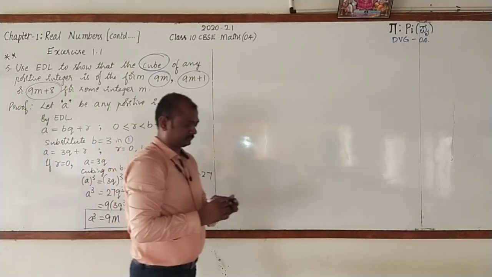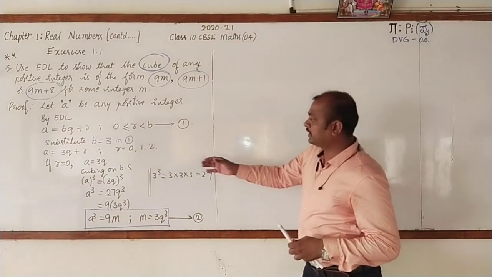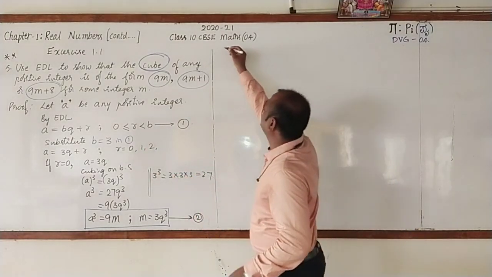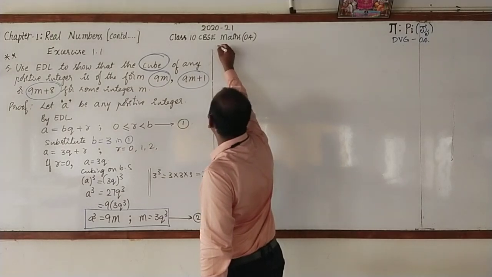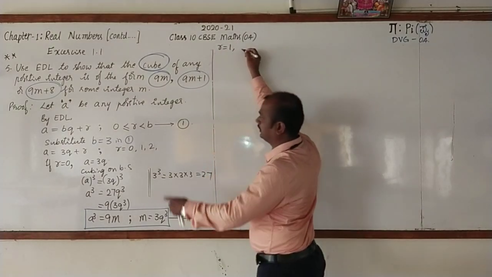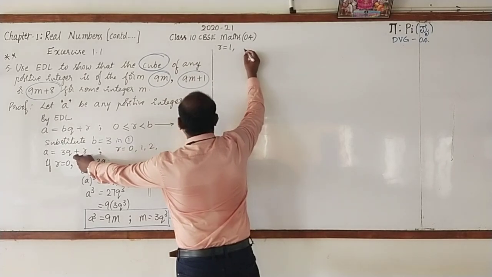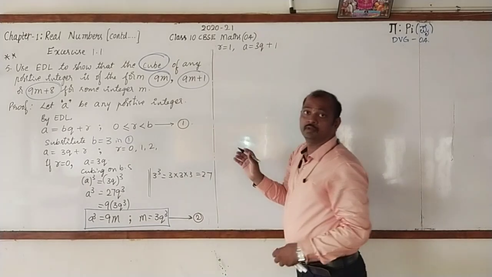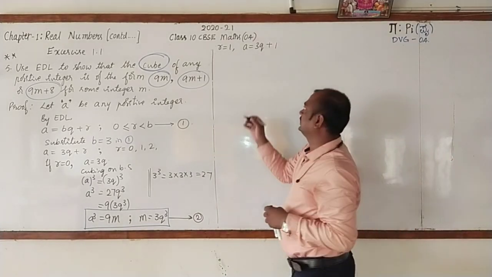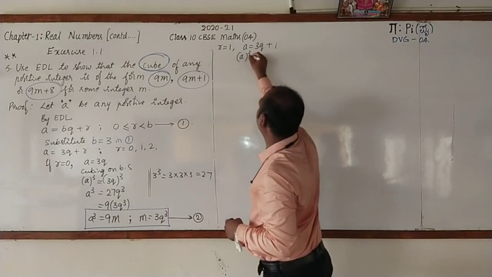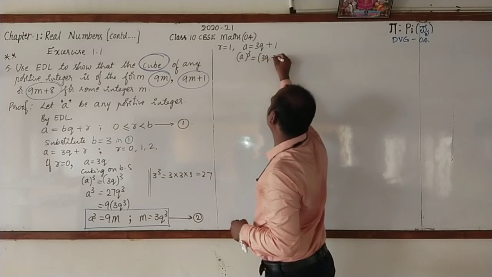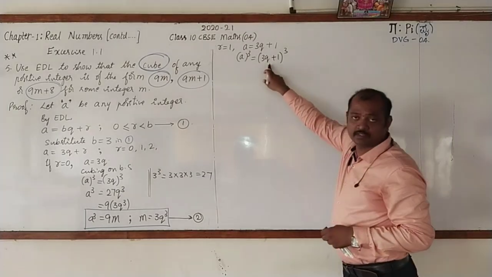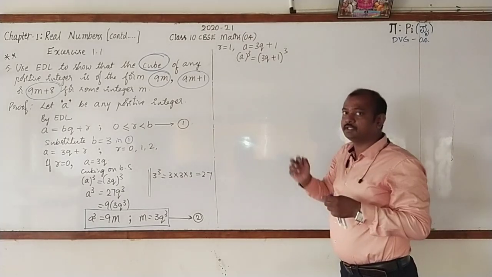Next. Similarly, we have to take 1 and 2 in place of r. If r equal to 1, then a equal to 3q plus 1. Now, cubing on both the sides, then a whole cube is 3q plus 1 whole cube. Now, in which form is it? It is in the form of an identity, right?